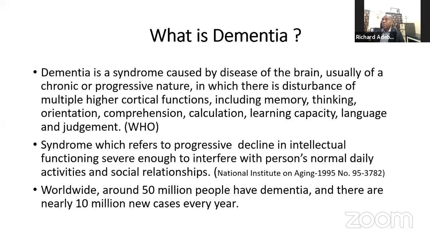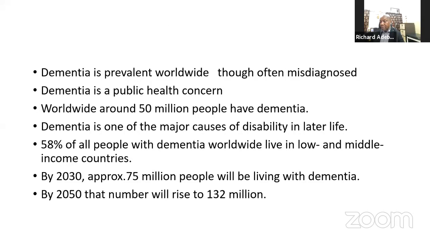And so we can say that it's a neurodegenerative condition, not just one. And there are only a few types of dementia that can be reversible, like we'll talk about very soon. But worldwide, there are around 50 million cases. It's a problem. Dementia is prevalent worldwide, though often misdiagnosed. This part of the world is often misdiagnosed.